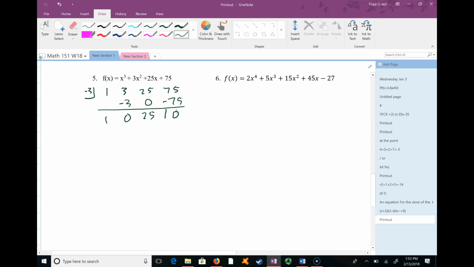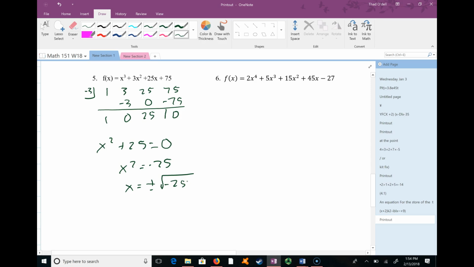So that means that negative 3 is a root, and that leaves me with x squared plus 25, because that's like 0x there. So the other two roots are going to come from this. I just basically have to figure out what makes this equal to 0. So that would be x squared is equal to negative 25, and that means x is equal to plus or minus the square root of negative 25.